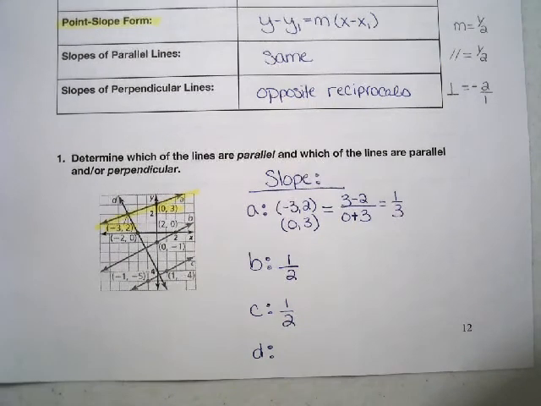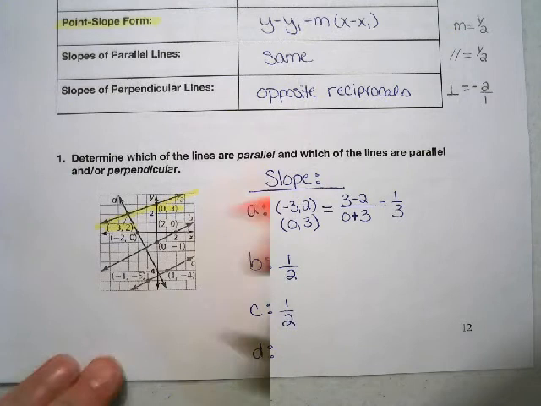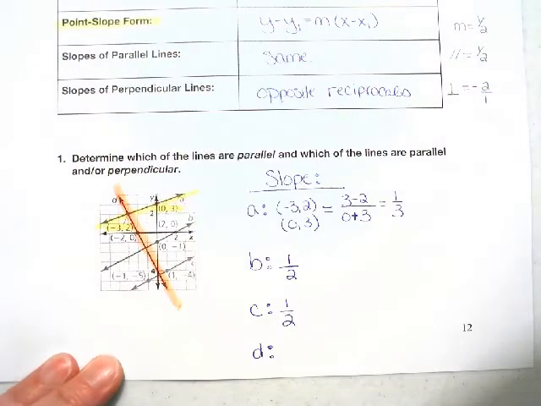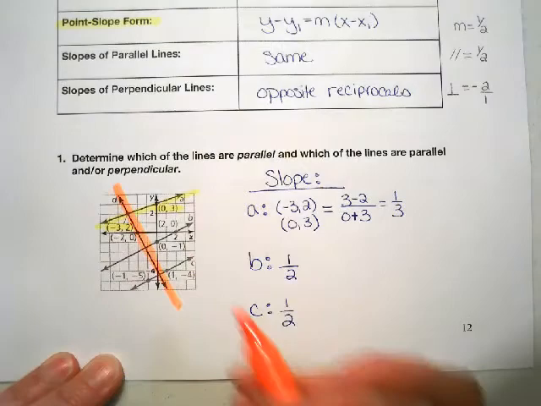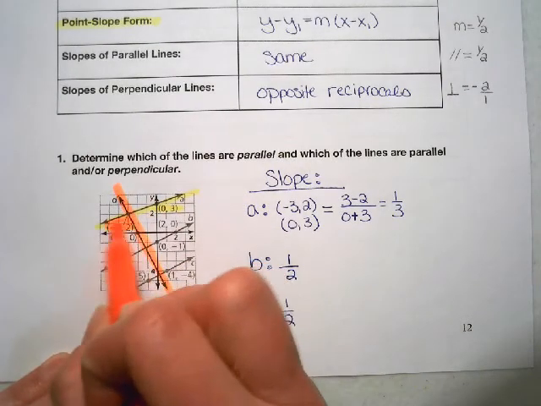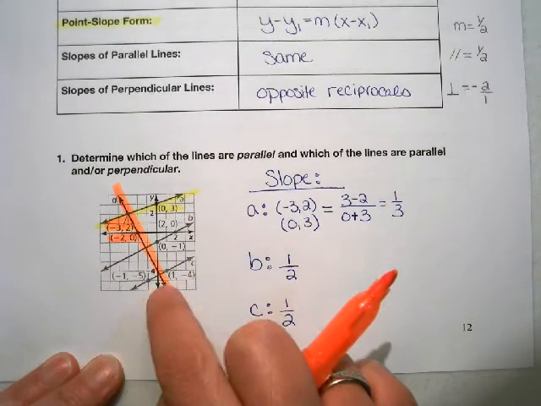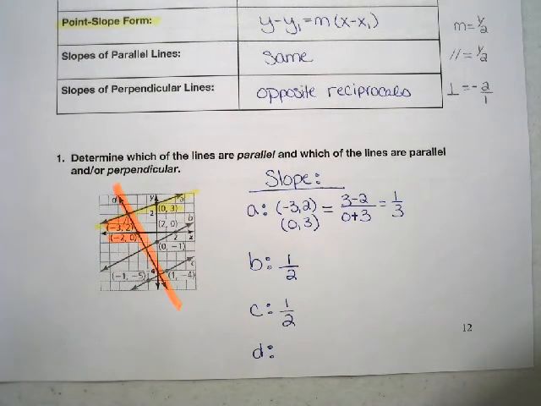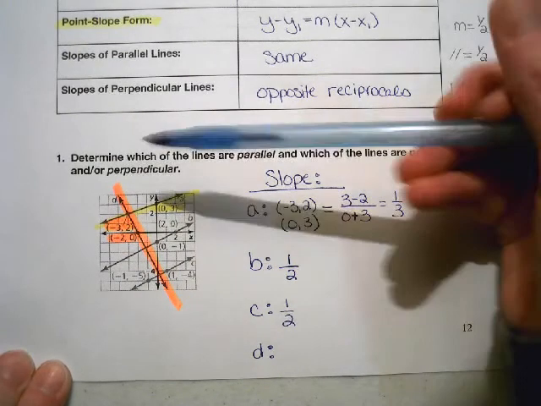All right, let's do line D. Now we've got to be careful because line D is going the opposite direction. So for line D, I think I'm going to have to use this ordered pair and this one. At first I wanted to use an ordered pair lower, but they don't really give me one. So let's use those two ordered pairs.